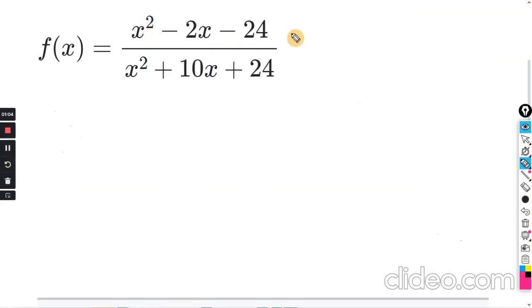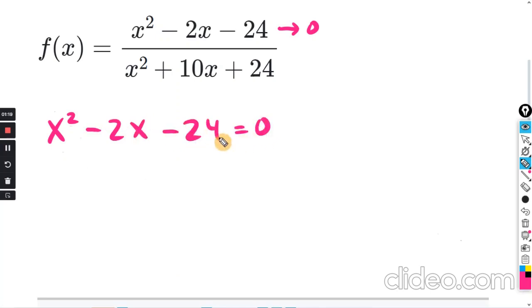All right, so for the first step, I am going to set the numerator equal to 0. So x squared minus 2x minus 24 equals 0. In order to solve this, we have to factor or use the quadratic formula. Let's try to factor. See if you can find two numbers that multiply to negative 24 and add to negative 2. Well, if we write out the factors for negative 24, we have 6 times negative 4.